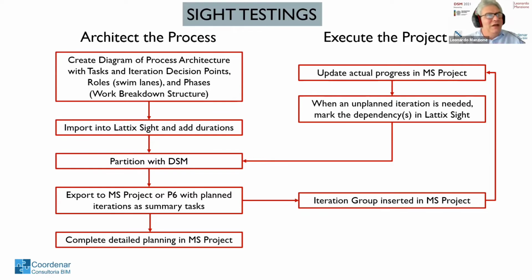We can rapidly architect the process, create diagrams, import into LaTeX Site, partition with DSM, export to Microsoft Project, Primavera, complete detailed design in MS Project, and I recommend not much detail, not much information. You only have to think about the level of information you need, just this, not more, not less. Execute the project, of course, and capture the changes when an unplanned iteration is needed, mark the PD dependence in Site on the fly, and automatically an iteration group is inserted on Microsoft Project.